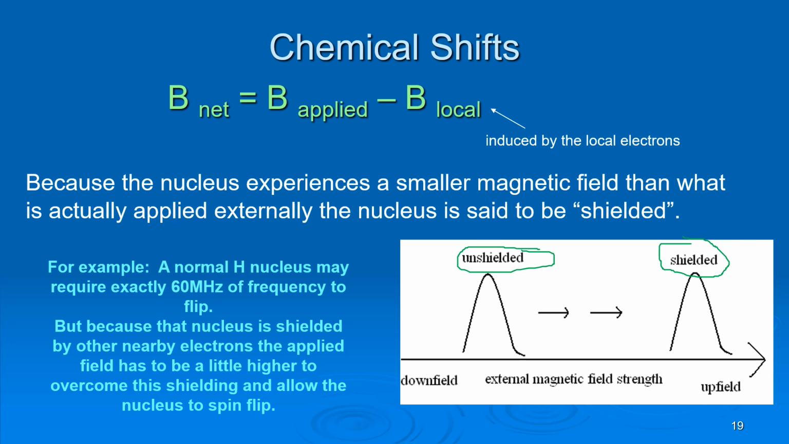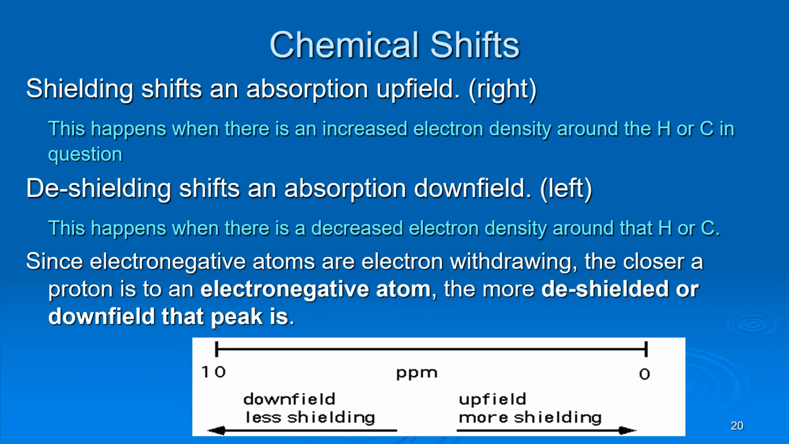So every single nucleus will have a different number of local electrons, and so B local will be a little bit different every time, and so overall the different nuclei will end up in different locations along the x-axis. Okay, so again, shielding tends to shift the absorption to the right, which is called upfield.